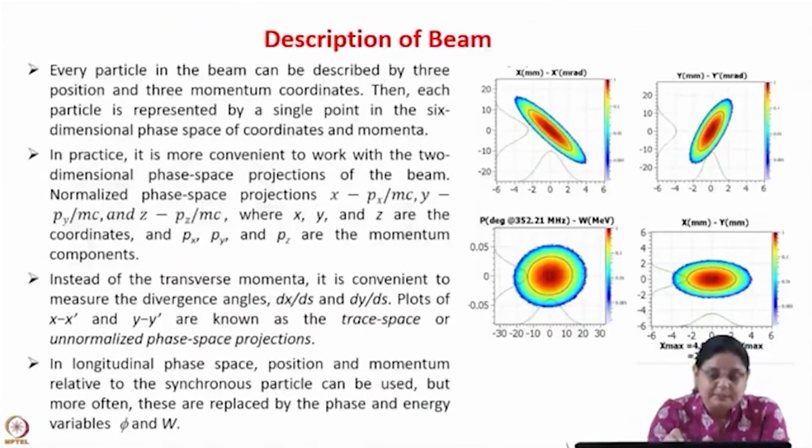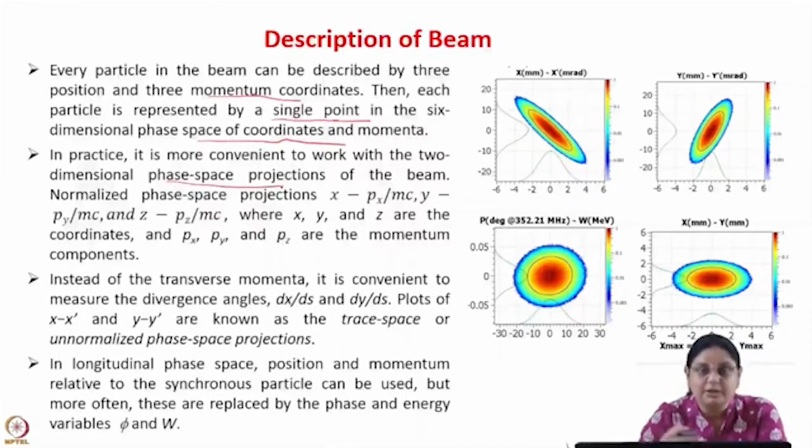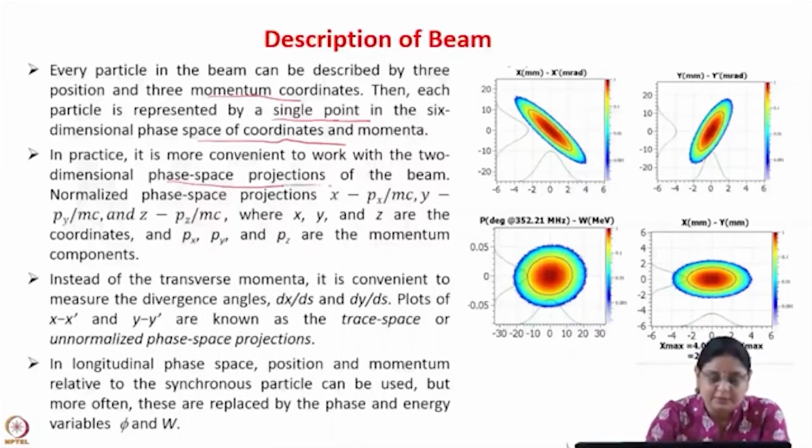Every particle in the beam can be described by 3 position and 3 momentum coordinates. So we usually talk of the beam in phase space. Then each particle is represented by a single point in the 6-dimensional phase space of coordinates and momenta. In practice, it is convenient to work with two-dimensional phase space projections. So even though we are describing the beam in six-dimensional phase space, we take projections in two-dimensional phase spaces and we work with them.